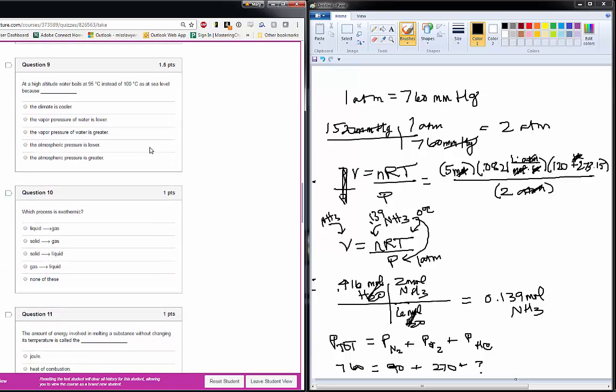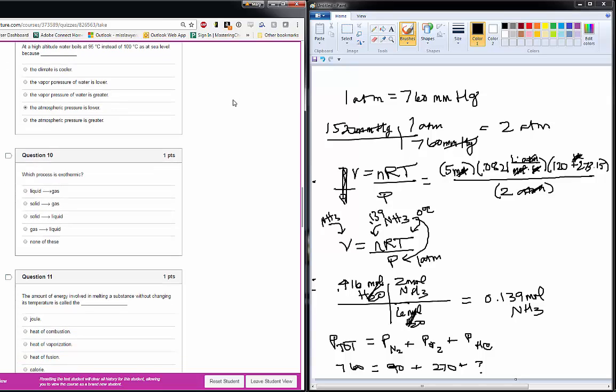All right, why does water boil at a lower temperature at high altitude? It is because the atmospheric pressure is lower. So water is going to boil when the vapor pressure of the water is equal to the atmospheric pressure. Since the atmospheric pressure is lower, you get that vapor pressure equal to it at a lower temperature.